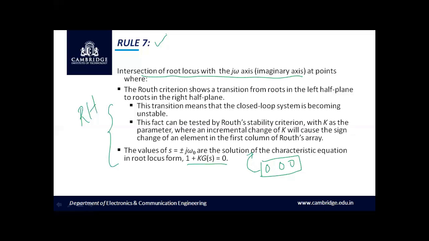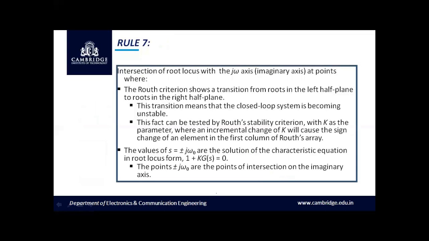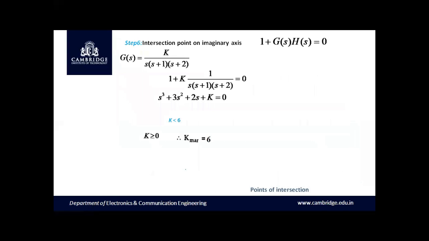Also, the points plus or minus j omega naught are the points of intersection on the imaginary axis. So whatever points we obtain after solving the auxiliary polynomial will be the points on the imaginary axis. So let us calculate the intersection point on the imaginary axis for the same example problem.